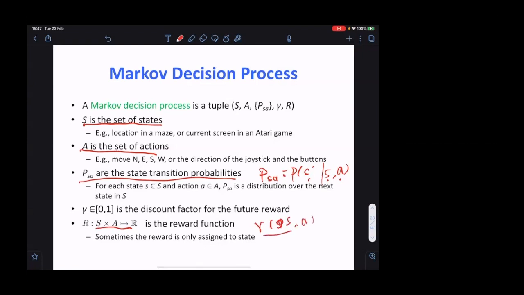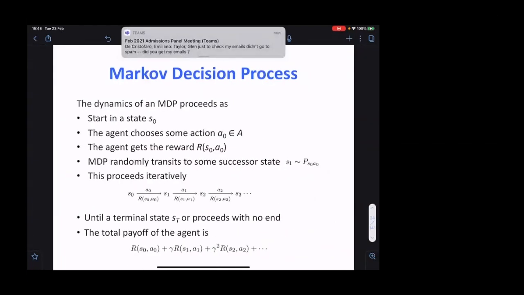And we also have a reward function: given the current state and action you're taking, you receive a reward. It depends on the application. In some cases, the reward also depends on the future state that you transition to. In some cases, the reward depends only on the current state.